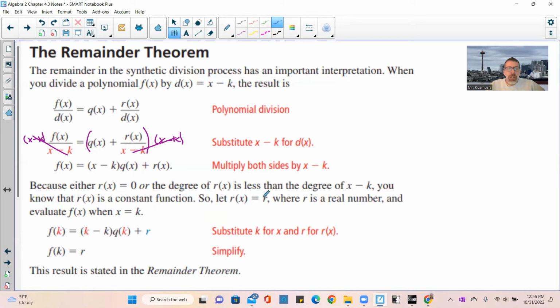So let r of x equal r, where r is a real number, and evaluate f of x when x equals k. So if we have f of k, we're substituting in k for x, then up here we have f of k equals k minus k times q of k plus r. Well, k minus k is 0. 0 times q of k is 0. 0 plus r is r. So this result is stated in the remainder theorem, and we get f of k equals r.